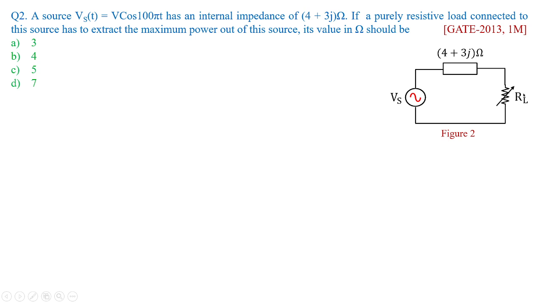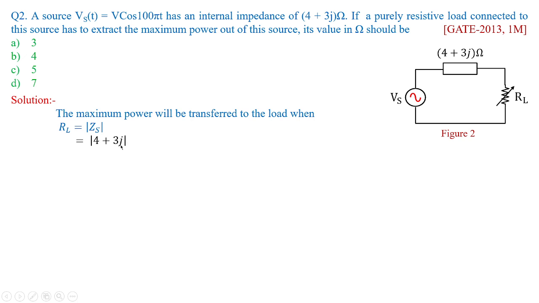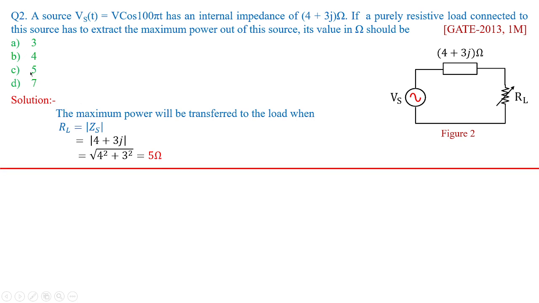So clearly here RL is to be obtained, and that RL should be matched with the magnitude component of this impedance. So for that, the maximum power will be transferred to the load when load resistance is equal to the source resistance. Since a resistor is connected and you have an impedance component here, I will change it to the modulus value. So the modulus of 4 plus 3j will be obtained as under root of 4 square plus 3 square, which is equal to 5 ohms. So 5 is the right answer.